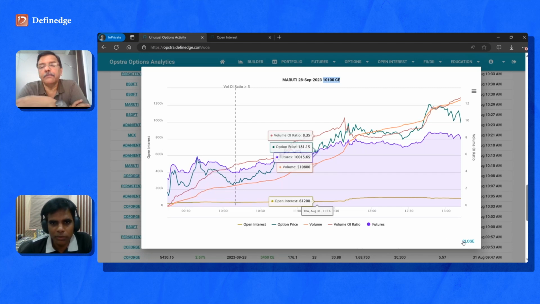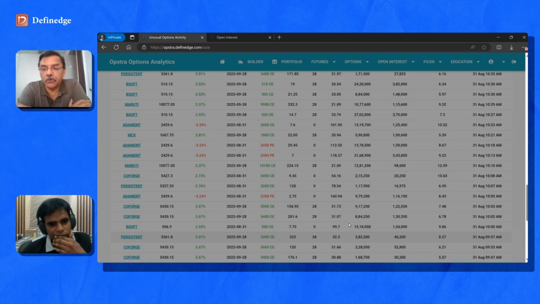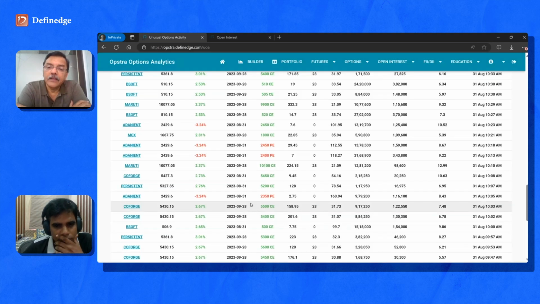So this is one example. What it means is this tool can be used mainly for intraday trading. Whether you want to carry it forward tomorrow is a different basis altogether. But this tool gives signals only for intraday.